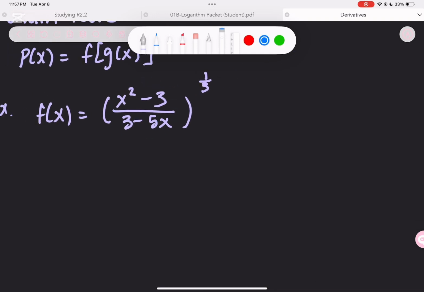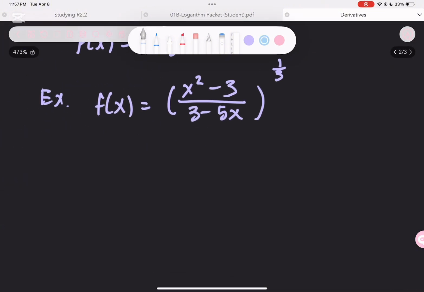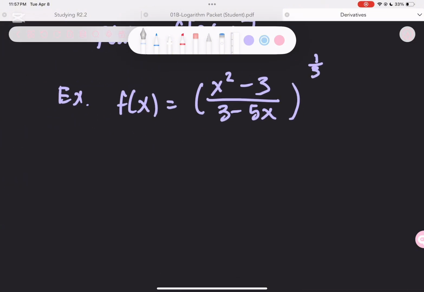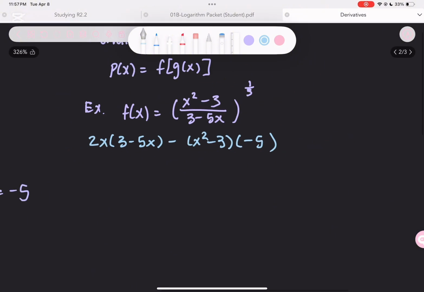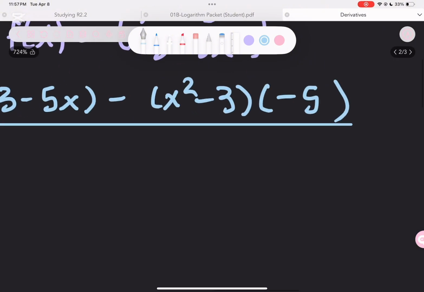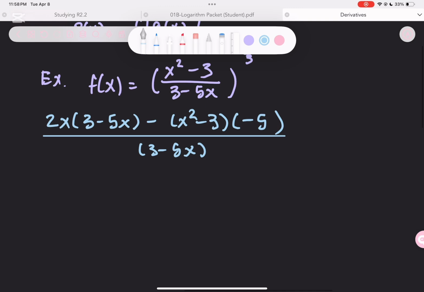So here's how to look at it. What is the derivative of the inside here? Well, this is a quotient rule, a nested quotient rule within a chain rule, which is very dastardly. So we are going to find the derivative of this thing first. We have the upper function, 2x times 3 minus 5x, minus x squared minus 3 times negative 5. And this is over 3 minus 5x squared.